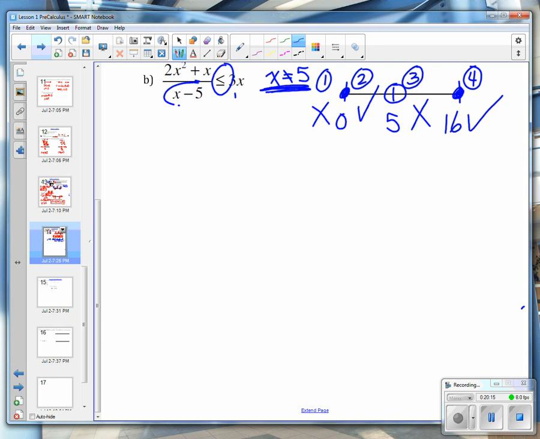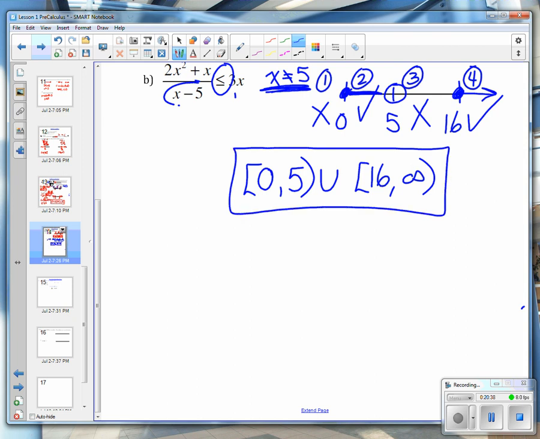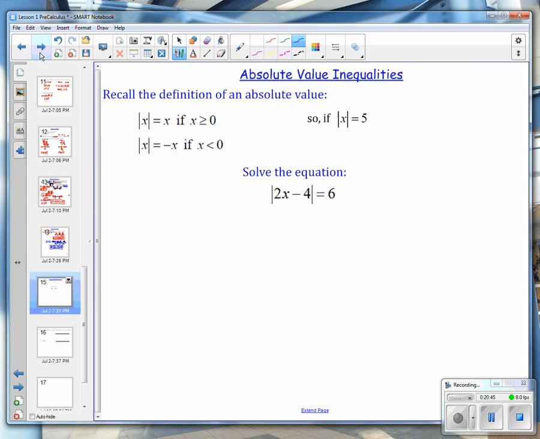Now our solution set has to lie in between these guys, and then obviously from there on. So we can say from 0 with a closed bracket up to 5 with an open, and then union 16 with a closed bracket up to infinity with an open bracket. And that would be our final solution. So a little bit of work there, a little bit of time consuming, but not difficult math, right? It's pretty straightforward.